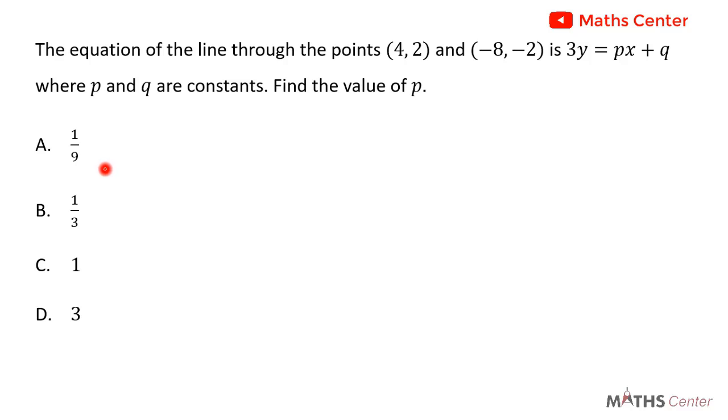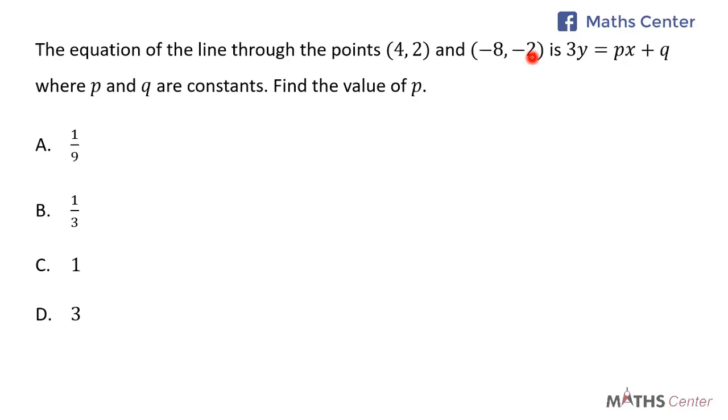correct option. The question says that the line passes through the points (4, 2) and (-8, -2), and the equation of the line has been given to us as 3y = px + q. If the line passes through these 2 points, then it means that the coordinates of the points will satisfy the equation of the line. So what it means is that when x = 4, y = 2, and when x = -8, y = -2.